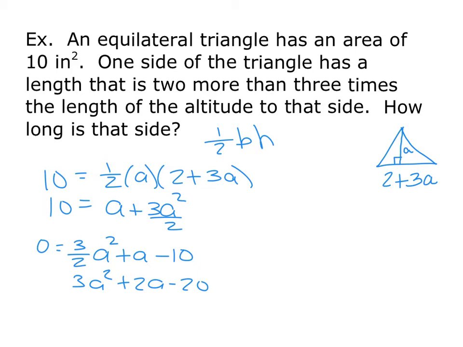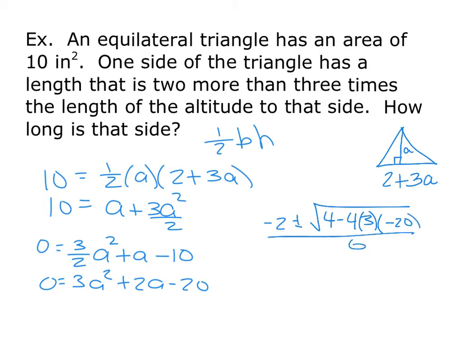Is that factorable? Does anything multiply to 60? I don't think so. None of these are factorable. It's annoying. All right, quadratic formula: negative b plus or minus the square root of b squared minus 4ac, all over 2a. So that gives me negative 2 plus or minus root 244, all over 6.